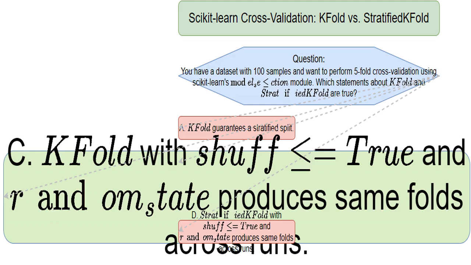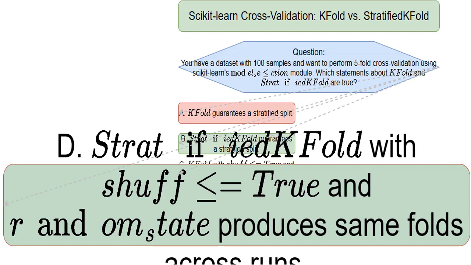Statement C talks about using KFOLD with shuffle equals true and a random state. The shuffle part mixes up the data before splitting it. The random state ensures the shuffling is always the same if you use the same number. This means you'll get the same folds every time you run it. Therefore, C is true.